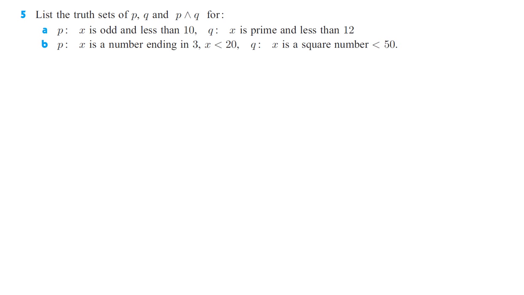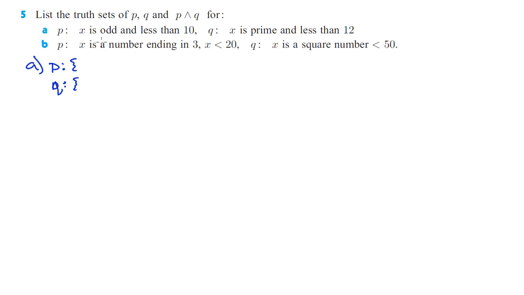All right, moving on. Number five, list the true sets of P, Q, and P and Q for these here. Okay, so P, X is odd and less than 10. Q, X is prime and less than 12. So what they're asking us to do is write what P would be and what Q would be. So let's do this, P and Q. That's not a beautiful Q, but you get the idea.